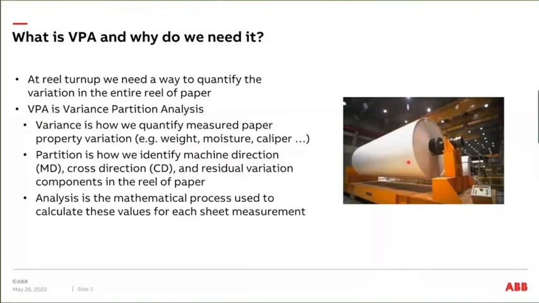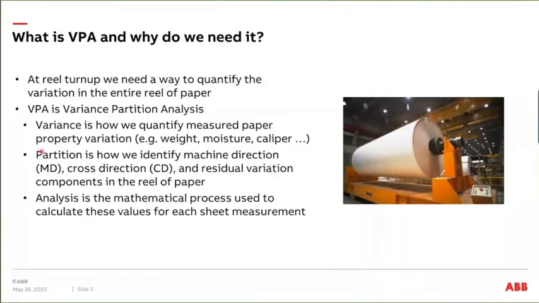So VPA by itself is a way to take all the information that, for example, the QCS scanner is measuring and quantify that in really four numbers, but it comes down to three variability measures. Those three measures, machine direction in two components and then the CD in another component, are used to give you the ability to quantify the variability of that reel of paper.